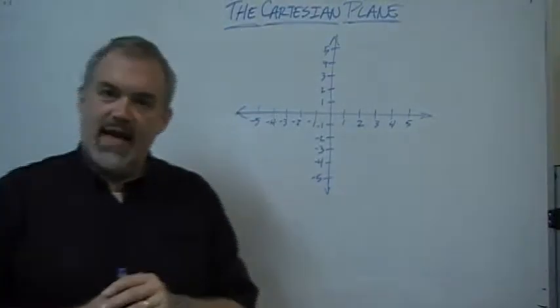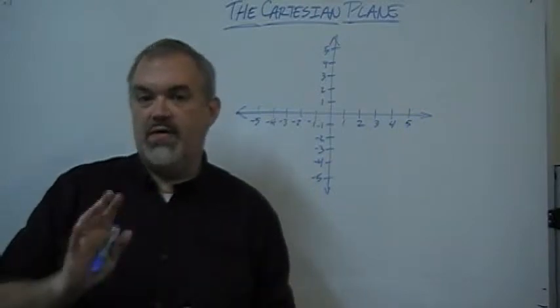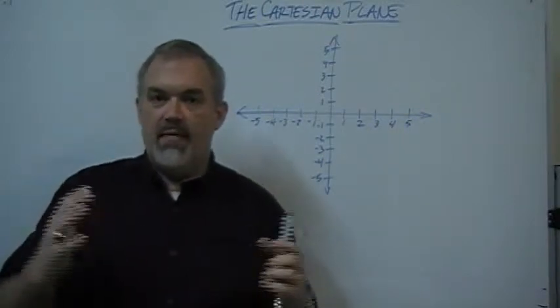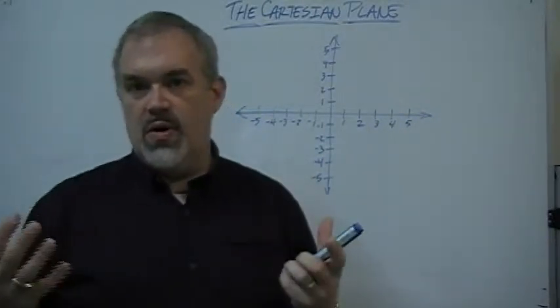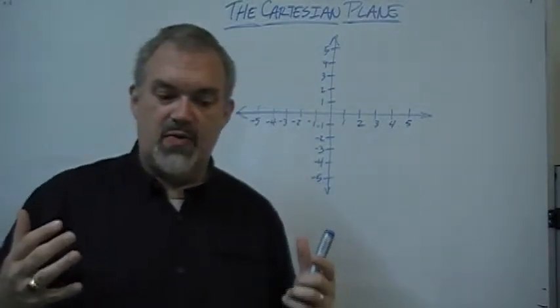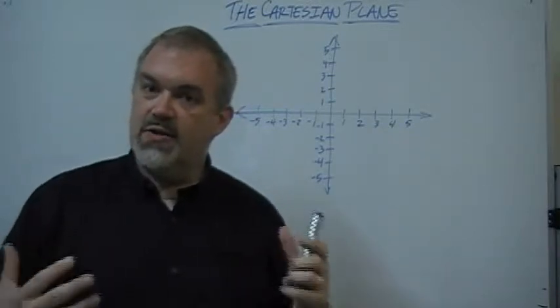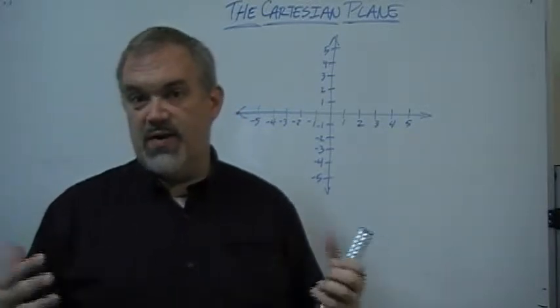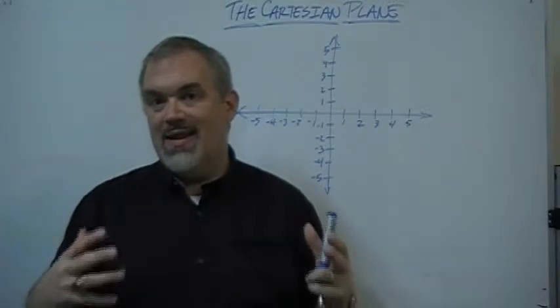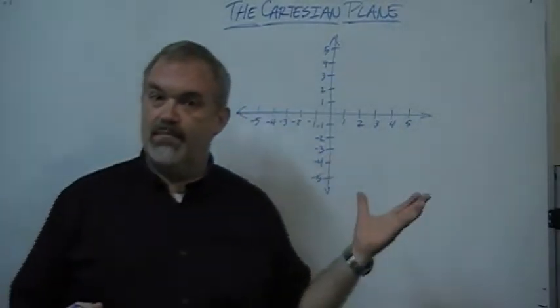Our topic today is the Cartesian plane. Now, to give you a little bit of history of the Cartesian plane, back in the 17th century there were two well-known and very brilliant mathematicians named René Descartes and Pierre de Fermat. And these two guys, at the same time but in different countries, came up with the concept of the Cartesian plane, or the number plane, or the coordinate plane.